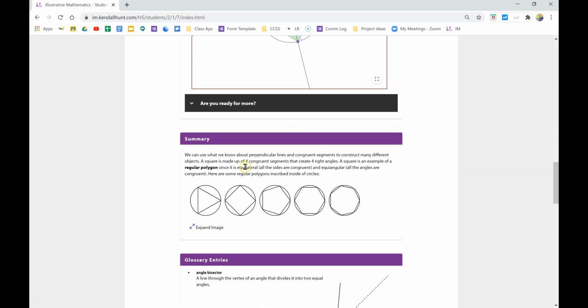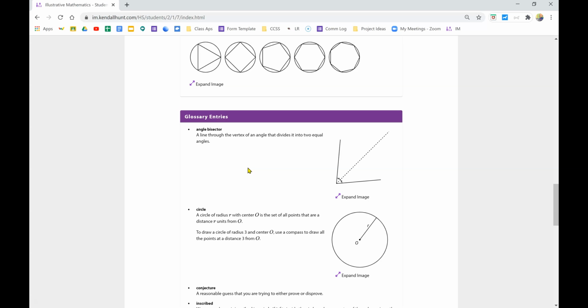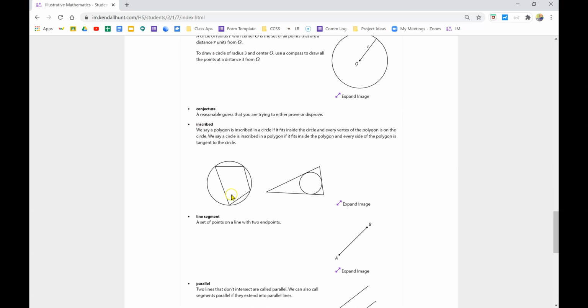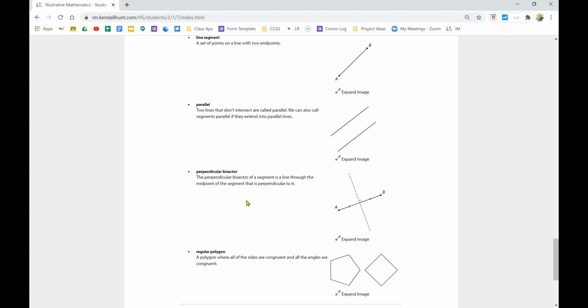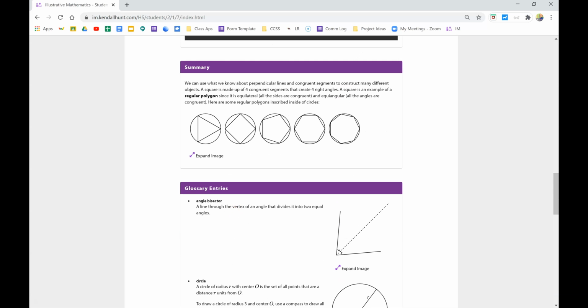Okay, read through the summary, check out the glossary, make sure you understand what inscribed means, and then you're done for this lesson.